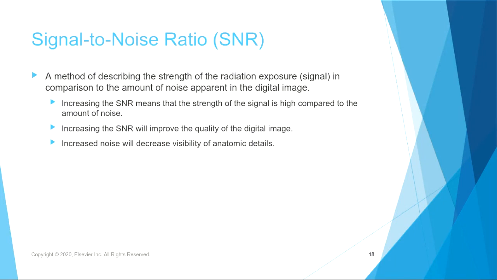If you decrease the signal to noise ratio, it means that there's an increase in the noise compared to the strength of the signal. So not so much patient dose, but there's too much noise in the image compared to the strength of the signal. So that's not good either. You really need a balance of that.